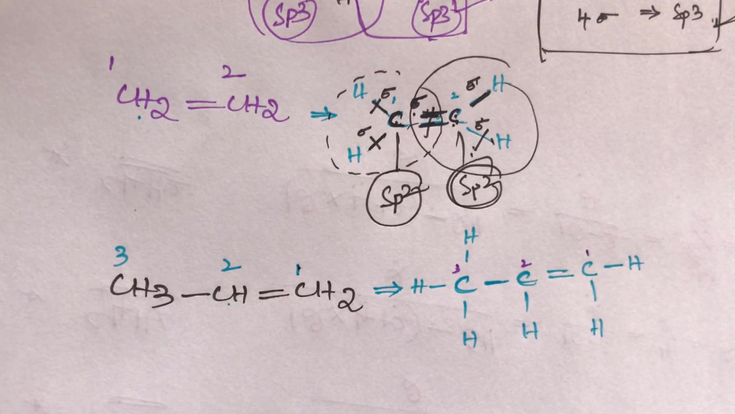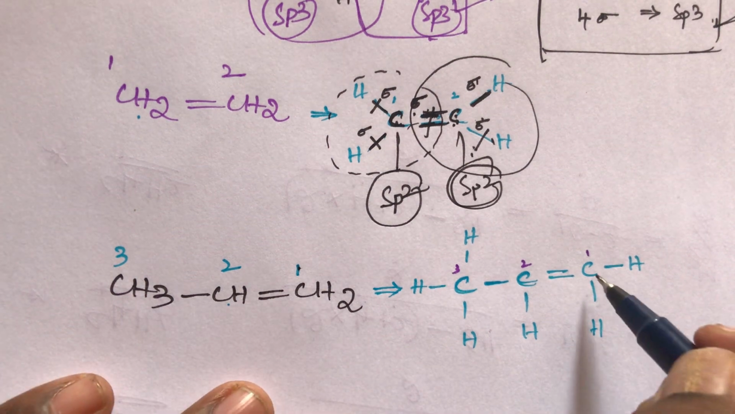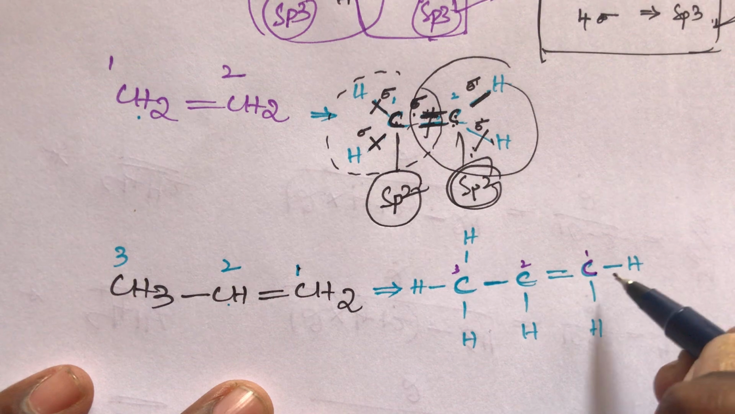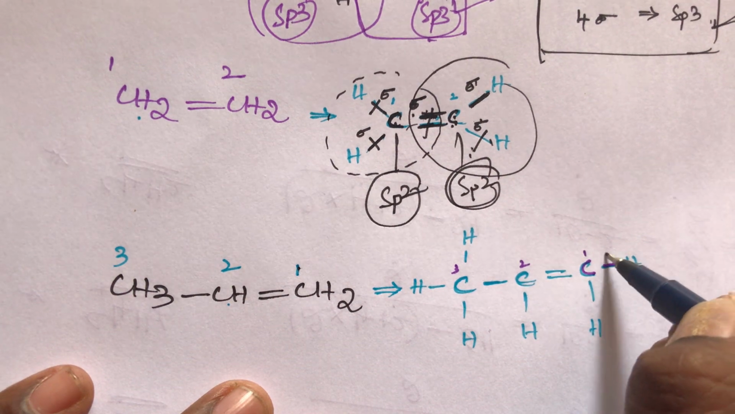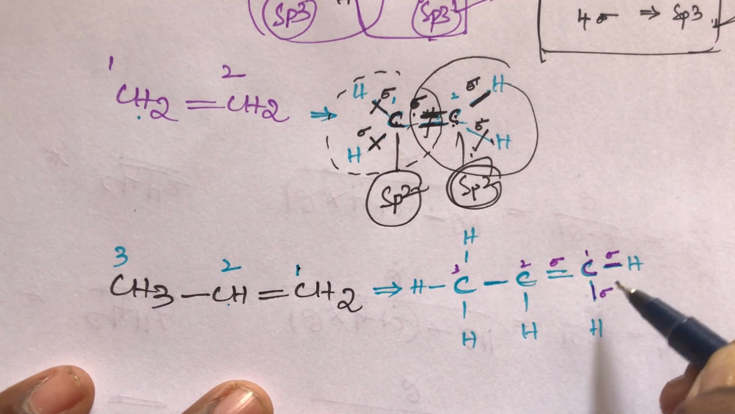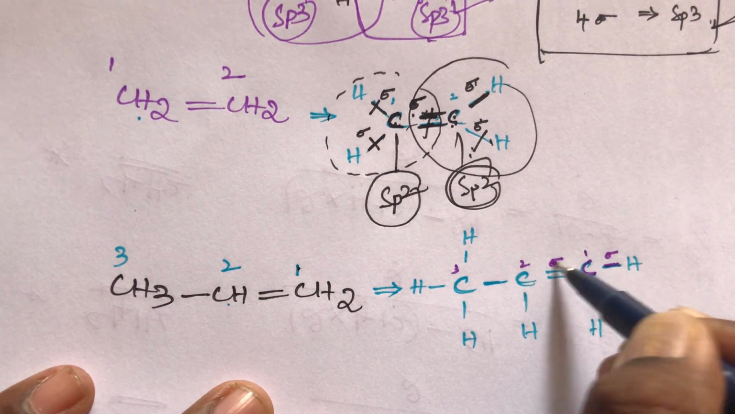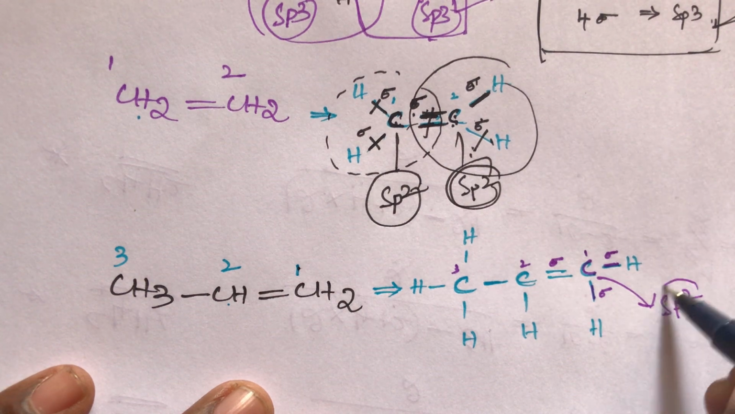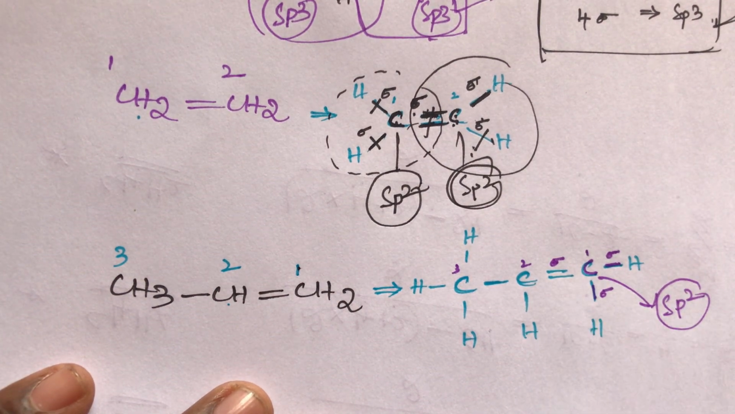What is the first carbon's hybridization, second carbon's hybridization, third carbon's hybridization? First, the first carbon: how many sigma bonds are there? This carbon has 3 sigma bonds. The single bond has 1 sigma, this single bond also has 1 sigma, and the double bond also has 1 sigma. So there are 3 sigma bonds, 1 2 3. That's why it belongs to sp2 hybridization. So the first carbon undergoes sp2 hybridization.